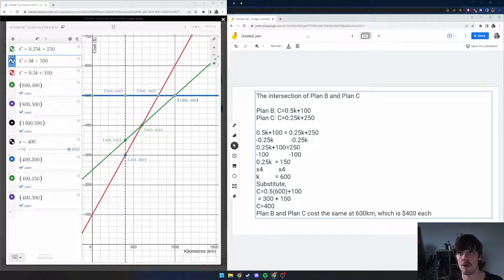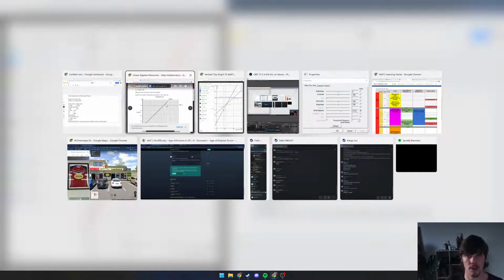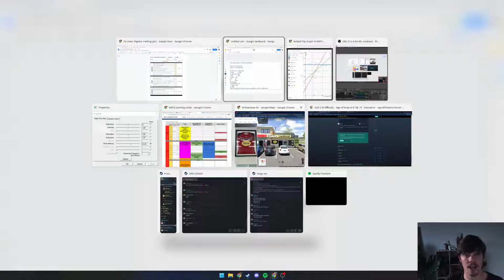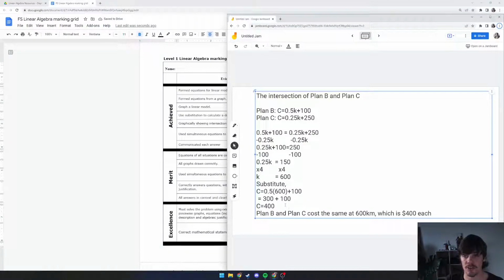So there we go. We've now shown every single possible achieved skill that you can use inside your assessment. Now, one last tip is you have to communicate those answers. So let's just see how I have communicated those answers. Here I've got communication. I've said what is actually happening rather than just the numbers. It's 600 kilometers, which is in context, and $400. And I've used the word cost, and I'm talking about the plans.